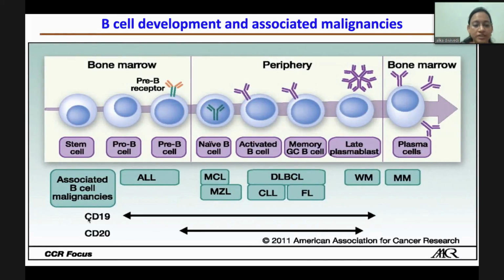So if we see this CD19 surface expression, CD19 occurs from pro-B cell to the late plasmablast. So in between, if any of the cells become cancerous or tumorigenic, then all these cancers, leukemia or lymphoma, can be targeted with CD19-targeted CAR T cell therapy. This is why CD19 is a promising target, and multiple clinical trials are ongoing with this CD19 antigen.